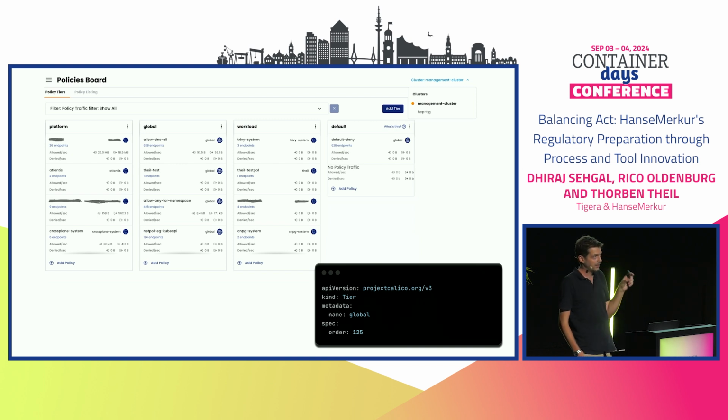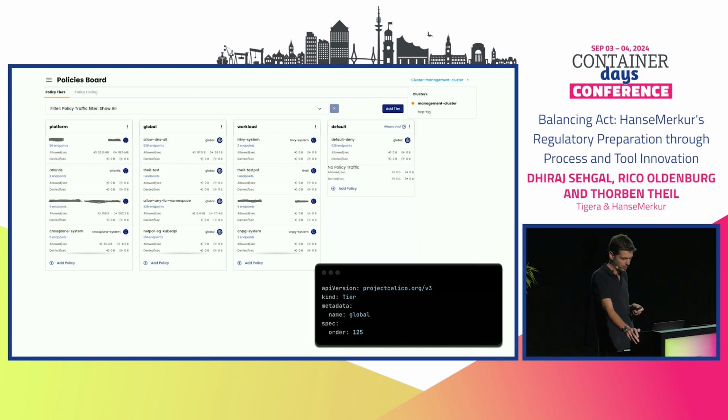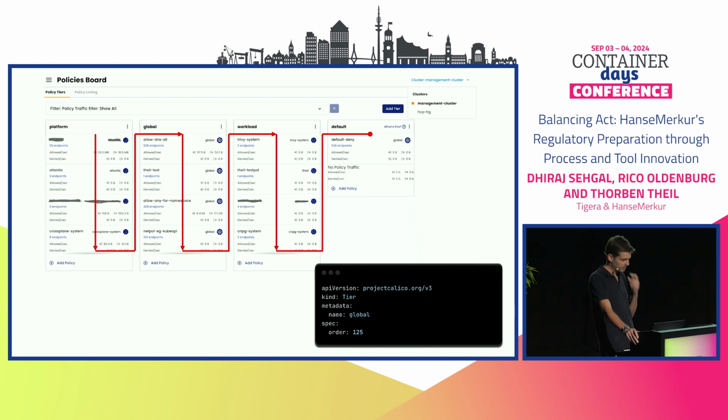Tiers are a hierarchical construct to group policies, and we don't use them only to group policies, but also to enforce these guardrails we need here. And we make sure that they aren't circumvented by other teams. The policies are processed in sequential order, always from top to bottom and from left to right. And at the end, there's always the default tier, which is very important.